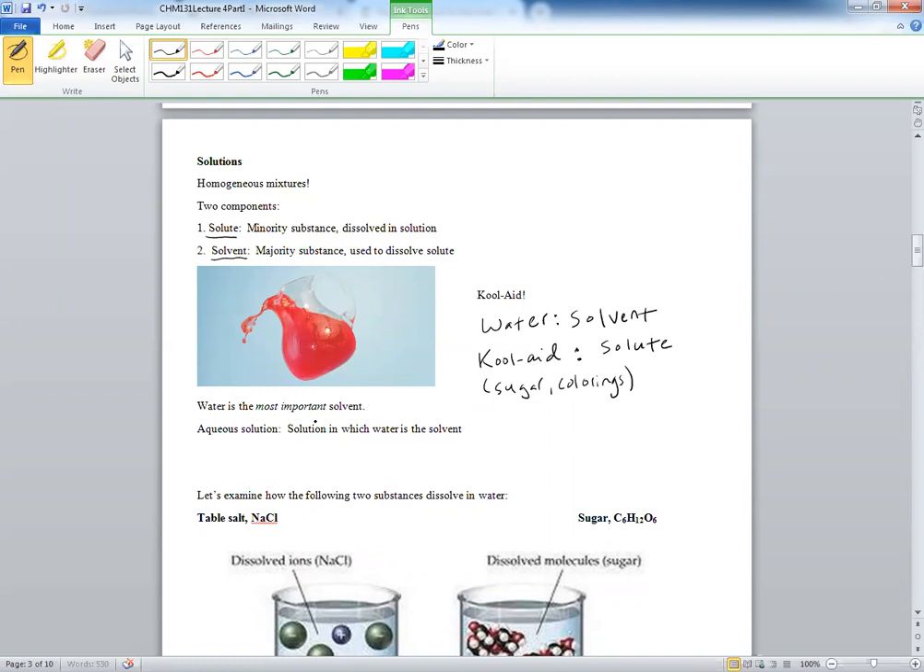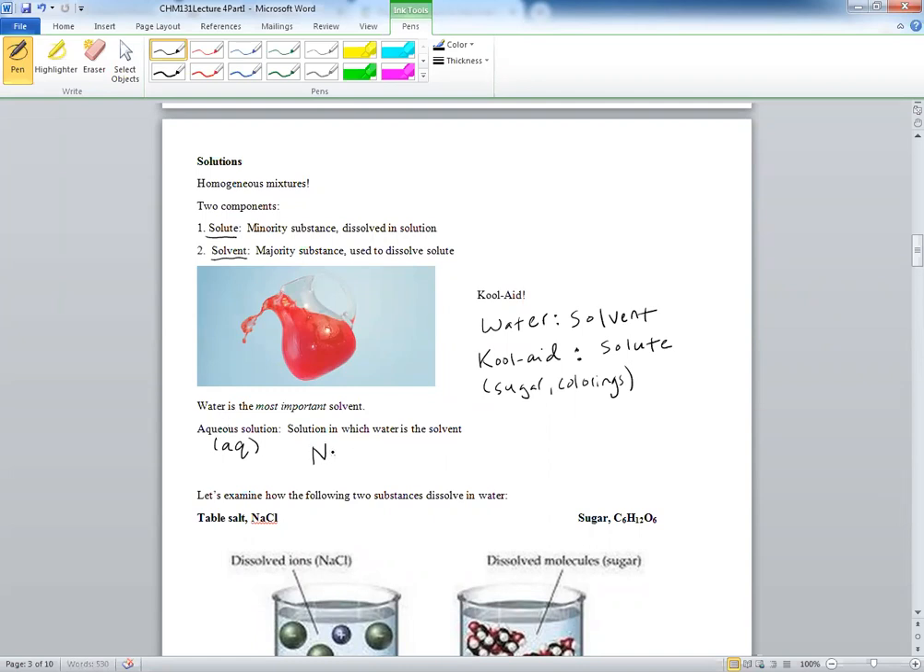Water is the most important solvent. As I said, life, biochemistry occurs in water, in what we call aqueous solutions. And an aqueous solution, shorthand AQ, is a solution in which water is the solvent. It comes from aqua. This is important for this subscript.